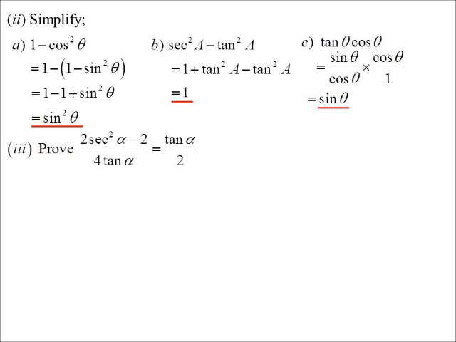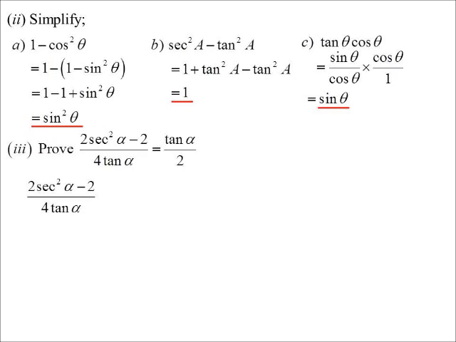These are the more interesting questions where we have to prove a result. So 2 sec squared alpha minus 2 on 4 tan alpha is tan alpha on 2. Now, when you do these, it's up to you how you want to approach it. There's nothing that says you have to start with the left-hand side. I have in this case, but you could just as easily start with the right-hand side, manipulate that if you wanted to. It's up to you how you do it. I've chosen the left-hand side because it's got the sec squared in it, which is a trig identity. So I know I've got something I can play around with.